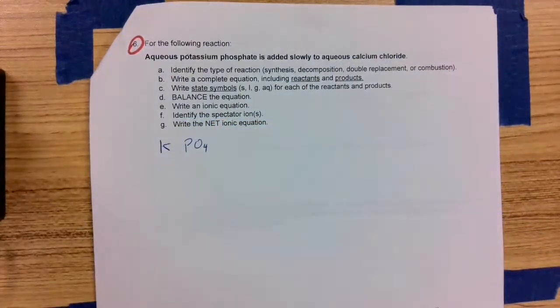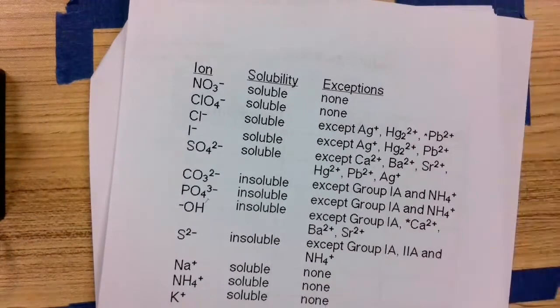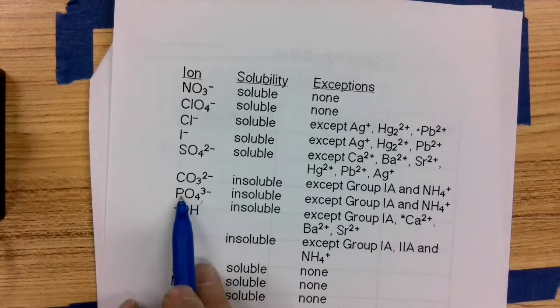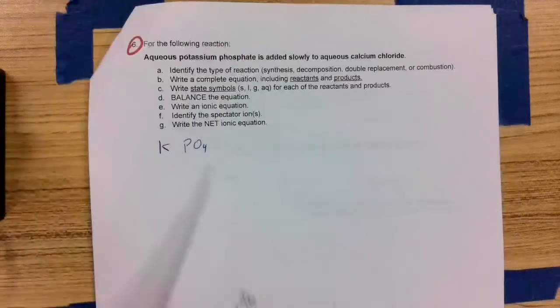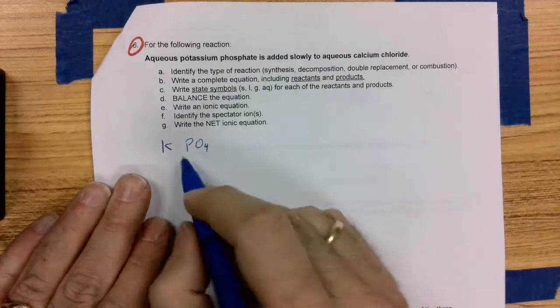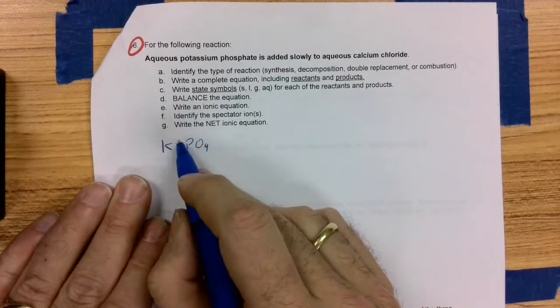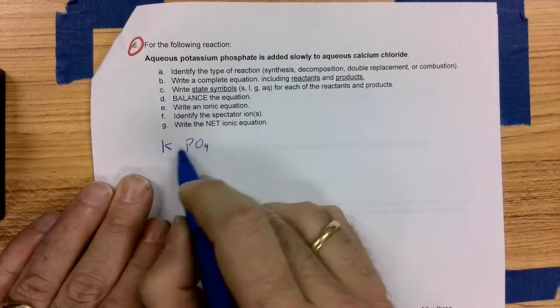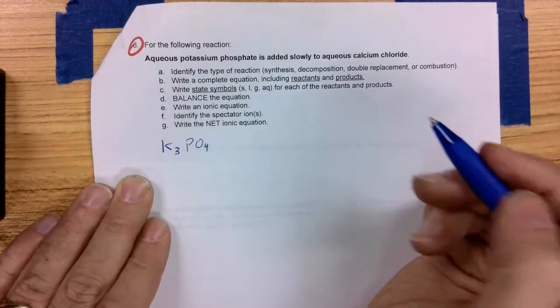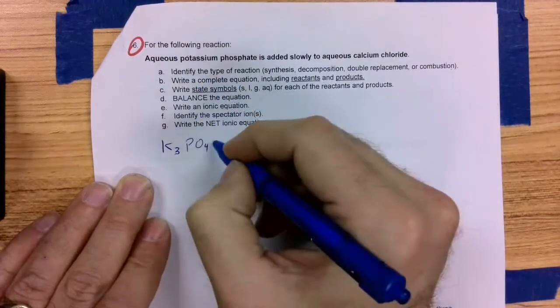And if you don't remember the charge on the phosphate polyatomic ion, you can use the solubility cheat sheet or the older polyatomic ion cheat sheet. It's PO4 with a charge of 3-. So potassium's in column 1 on the periodic table, so you know it has a charge of 1+. PO4 has a charge of 3-, so using the crisscross method, there's the compound. And we were told it's aqueous.